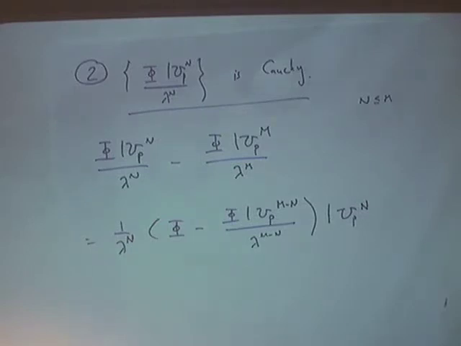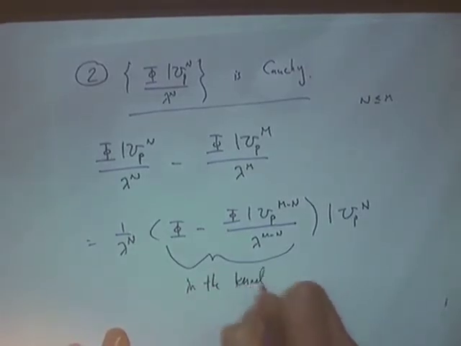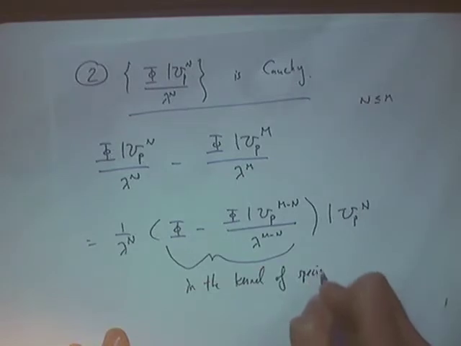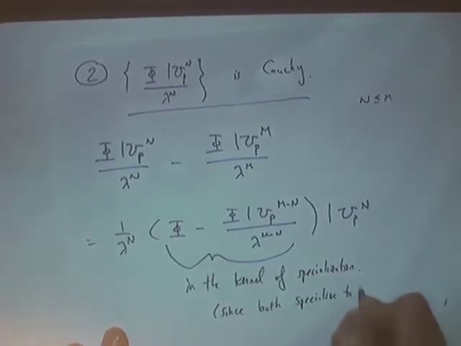And the reason I wrote it this way is look at what's in these parentheses. You have phi, and then you have phi acted on by up to a power over lambda to that same power. So those two things both have the same specialization. They both specialize to phi, which means that their difference specializes to 0. So this is in the kernel of specialization, since both terms specialize to phi.